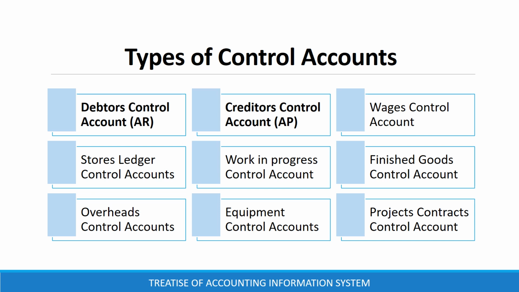There are various types of control accounts. The main types of control accounts are debtors control accounts, also known as accounts receivable, and creditors control accounts, also known as accounts payable. Other types of control accounts are wages control account, stores ledger control account, work in progress control account, finished goods control account, overheads control account, equipment control account, and project control account. We are going to cover each of these control accounts in detail in separate videos.